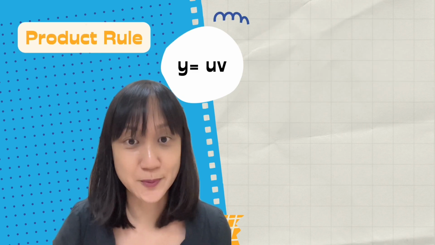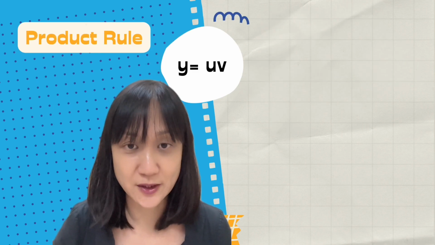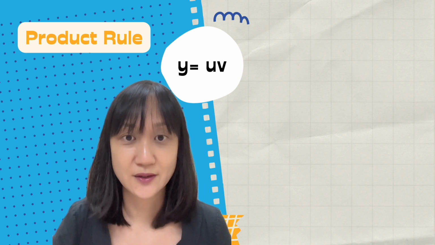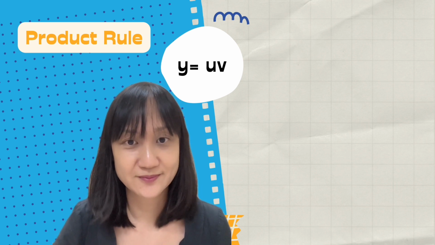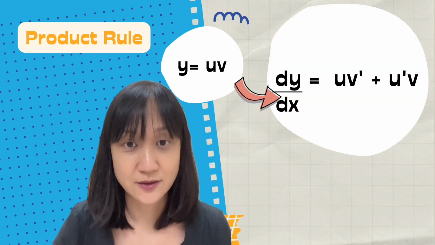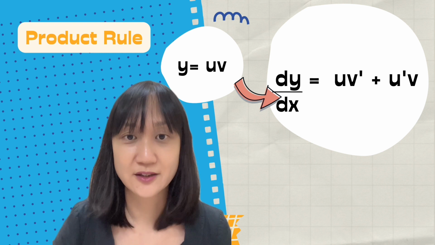The next rule is product rule. Product rule is used when you have two functions which are too complicated to be multiplied together. So how do you use product rule? Copy the first, differentiate the second, add to, copy the second, differentiate the first.